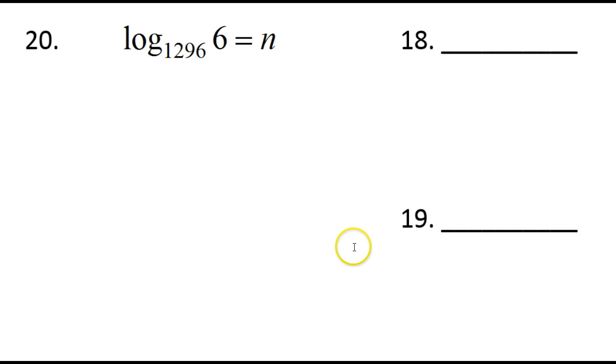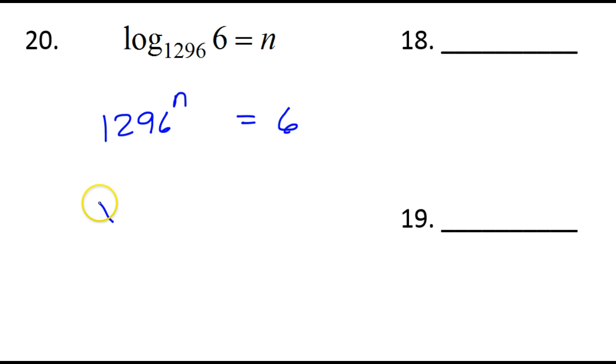All right, finally, number 20. Now, again, I'm going to rewrite this in the other form. So this would be, let's see, 1,296. All right, that's the base. I bring that down. The n is going to come over here as the exponent, and the 6 is just going to go over there. So I'm asking myself, what power turns 1,296 into 6? Now you see that it's getting smaller.